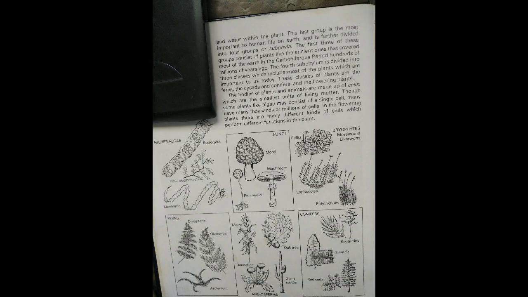The plant kingdom contains thousands of different plants, ranging from algae, the first plants on Earth, and fungi, which exist as parasites and saprophytes, to mosses, ferns, and liverworts. Flowering plants and the conifers are included in the fourth subphylum of plants. These plants now form the most common vegetation on the Earth.